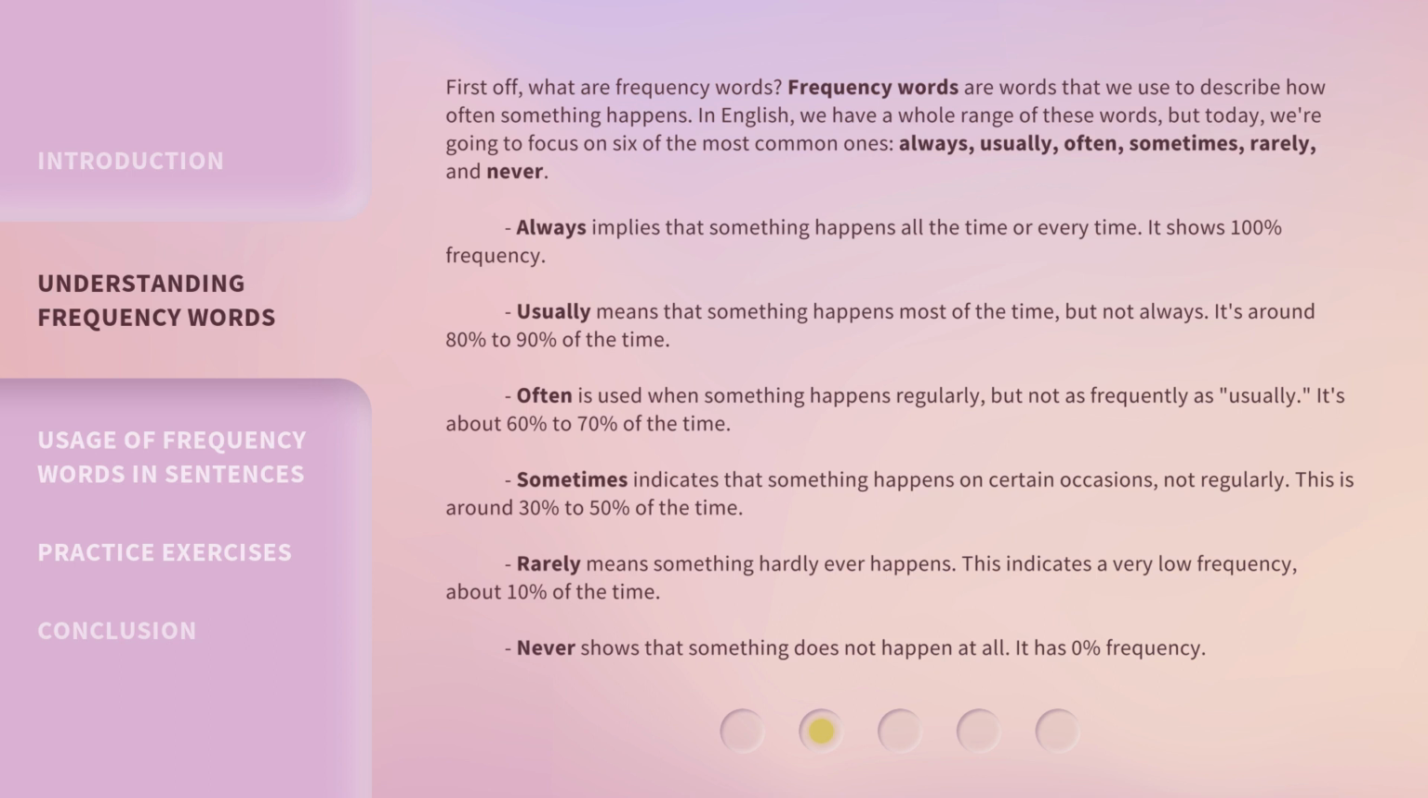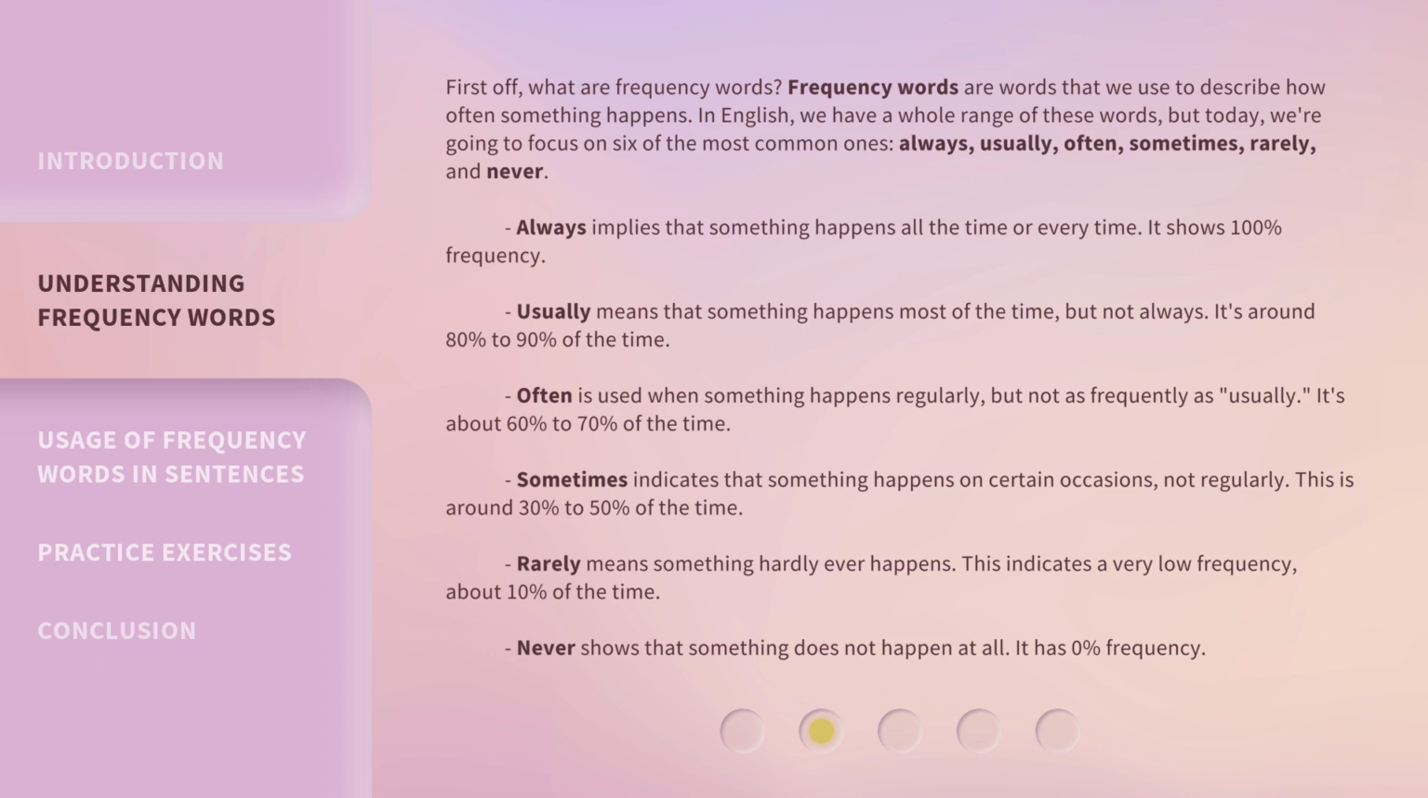Always implies that something happens all the time or every time. It shows 100% frequency. Usually means that something happens most of the time, but not always. It's around 80% to 90% of the time. Often is used when something happens regularly, but not as frequently as usually. It's about 60% to 70% of the time.